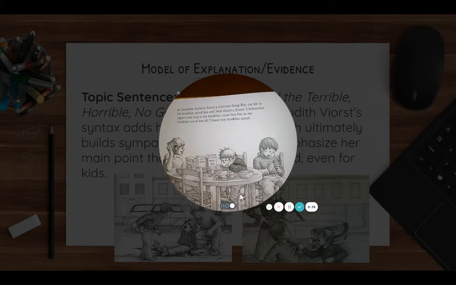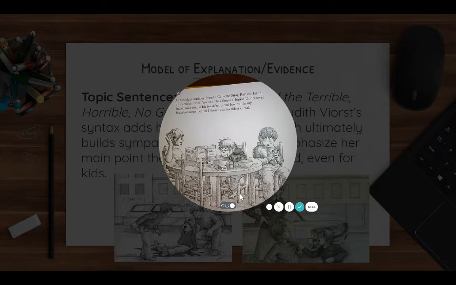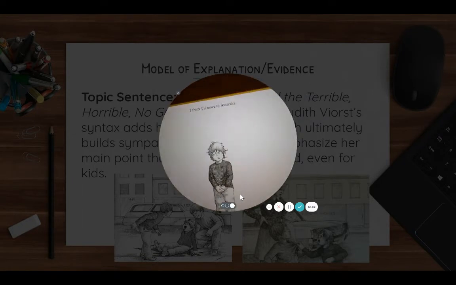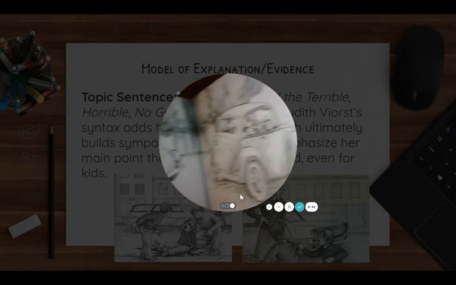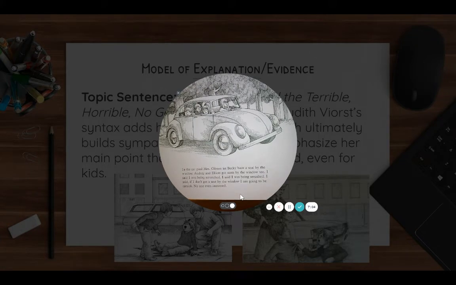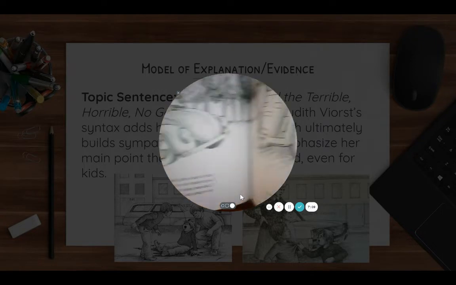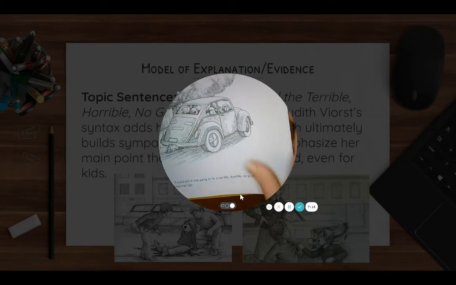At breakfast, Anthony found a Corvette Stingray car kit in his breakfast cereal box, and Nick found a junior undercover agent code ring in his breakfast cereal box. But in my breakfast cereal box, all I found was breakfast cereal. I think I'll move to Australia. In the carpool, Mrs. Gibson let Becky have a seat by the window. Audrey and Elliot got seats by the window, too. I said I was being scrunched. I said I was being smushed. I said, if I don't get a seat by the window, I'm going to be car sick. No one even answered. I could tell it was going to be a terrible, horrible, no good, very bad day.